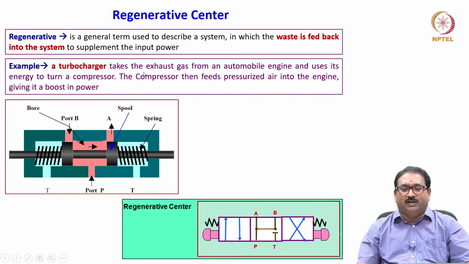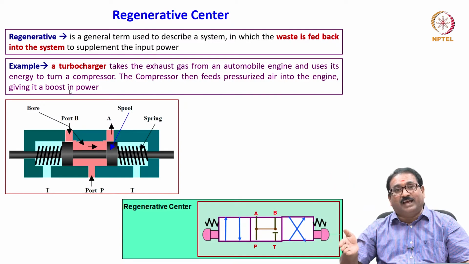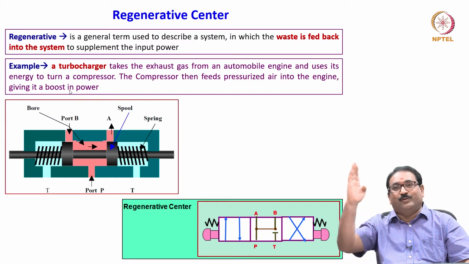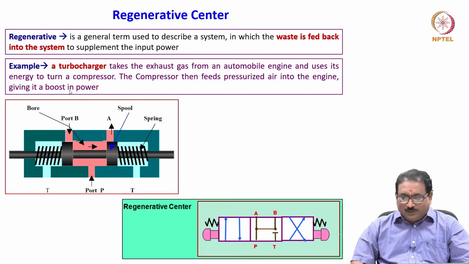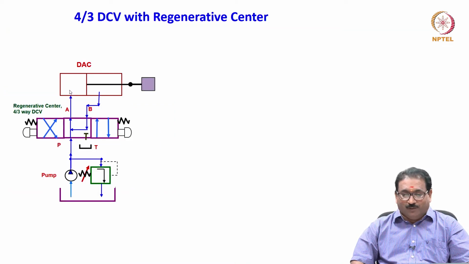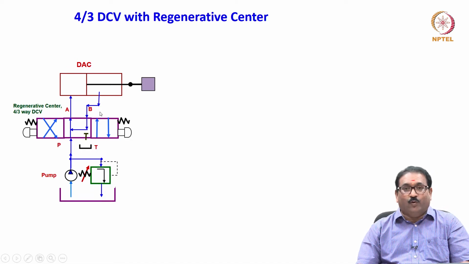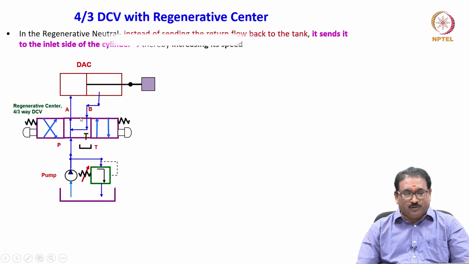Example, a turbocharger takes the exhaust gas from an automobile engine and uses its energy to turn a compressor. The compressor then feeds pressurized air into the engine, giving it a boost in power. Same way I am doing here. The waste fluid, instead of sending to the tank, I am supplementing to feed forward. Let us see how the regenerative center works. This is the regenerative neutral. Always you will think about the center position.